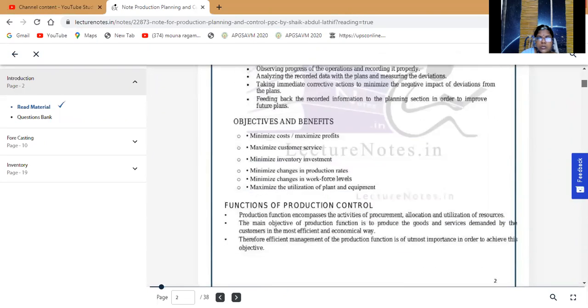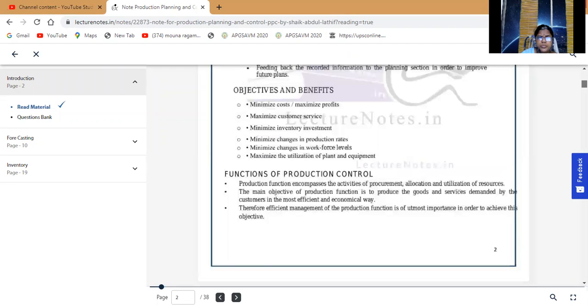First of all, we already discussed the objectives and benefits. So what are those objectives and benefits? Minimize cost, maximize profit, maximize customer service, minimize inventory investment, minimize changes in production rates, minimize changes in workforce levels, and maximize the utilization of plant and equipment. Those are the objectives and benefits of production planning and control.